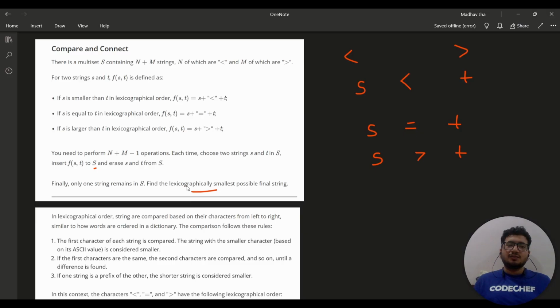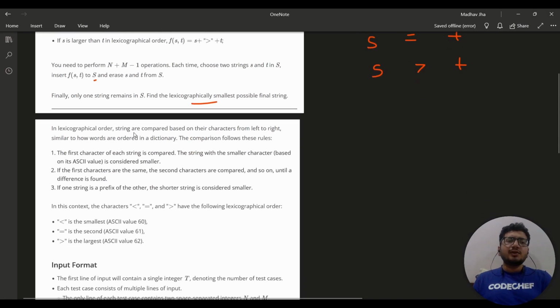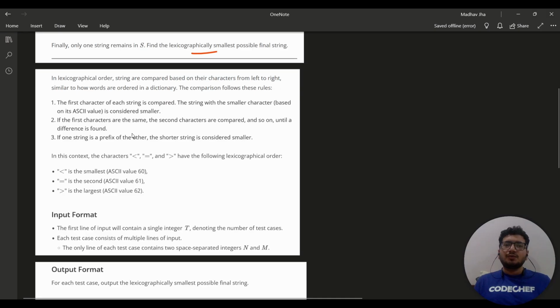That has to be the lexicographically smallest. That is our task, to find the lexicographically smallest possible final string after all these operations reduce our multiset to a single string. Now let's see what is the lexicographical order that we are going to follow.